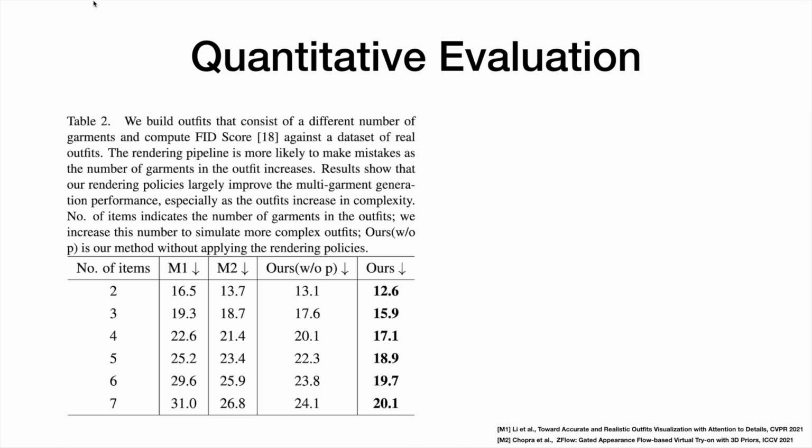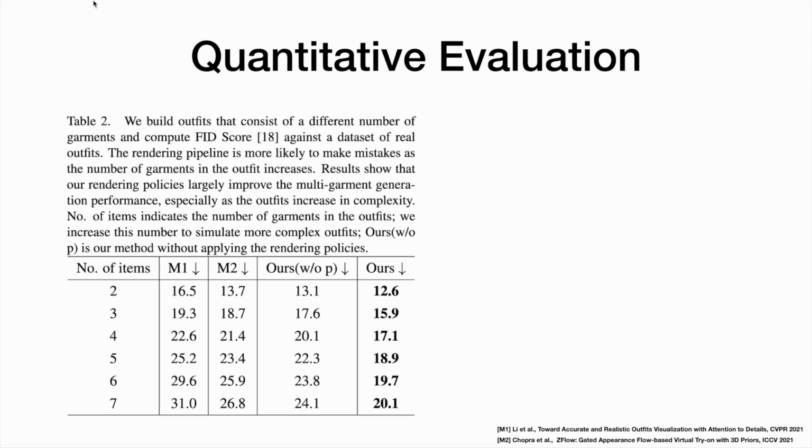We've also done some quantitative evaluation for this. The way we did that is we randomly sample a large amount of outfits with different numbers of items. Then we ask different Virtuotron systems to render the same set of sampled outfits and compute FID score against a data set of real outfit images. The smaller number means that the distribution of the generated outfits is closer to the real outfits, which is what we would like to see.